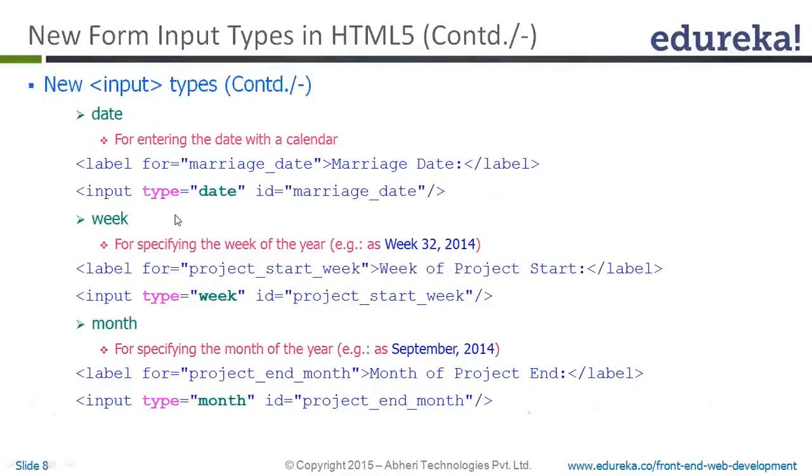Let's say, for example, you want to select only the date. Like in the case of taking a marriage date, some dating sites might be interested in collecting your marriage date because they would like to wish you on it. I don't know, I'm just hypothesizing. Then you can have type equal to date. And for example, if it is a project management site, they would like to capture the week, and so on, even the month as well, by specifying different values, date, week, and month, for the type attribute.